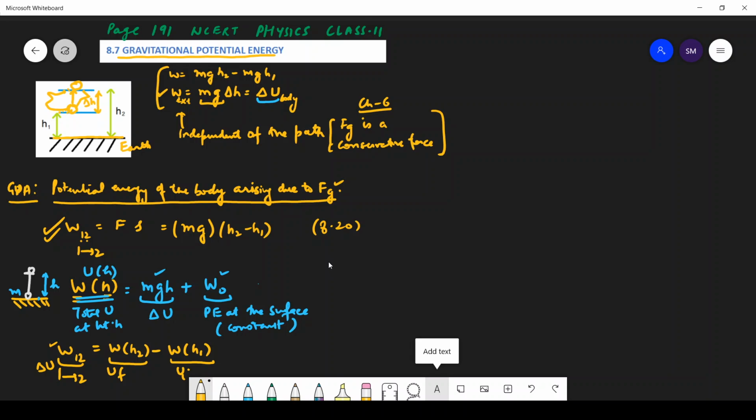Observe that the constant W naught cancels out. If we write it for h2, you will have mgh2 plus W naught, this constant. Putting h equal to h2, what do you get? mgh2 plus W naught, minus, putting h equal to h1, mgh1 minus W naught. So this W naught is ultimately going to cancel out, and you get mg(h2 minus h1), and that is nothing but mg delta h.